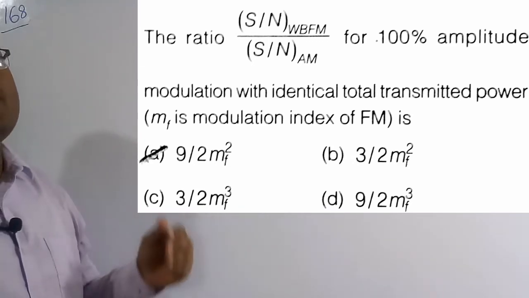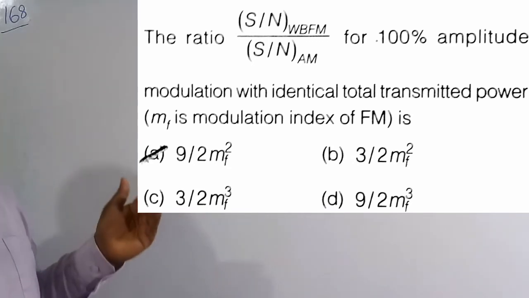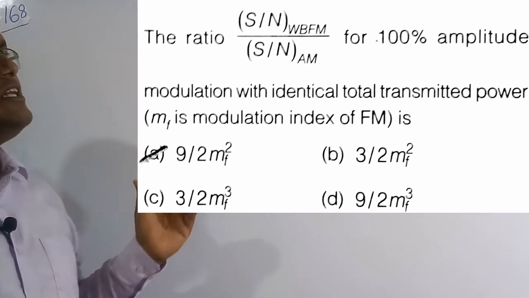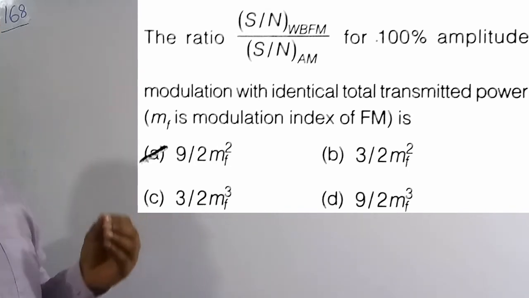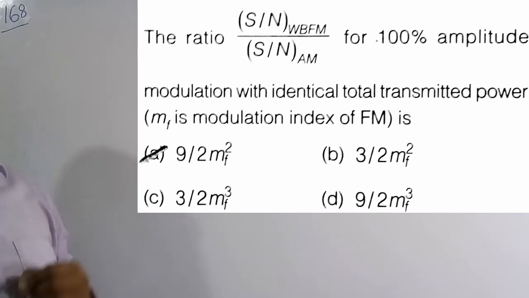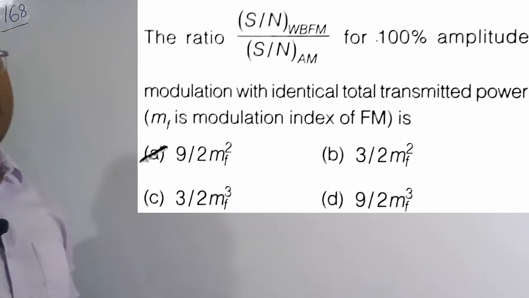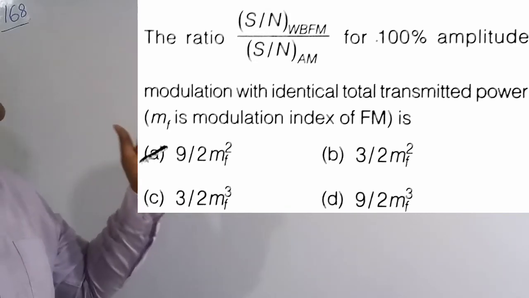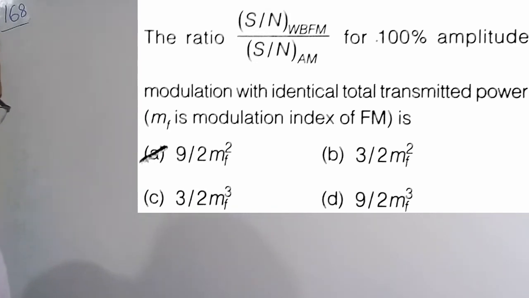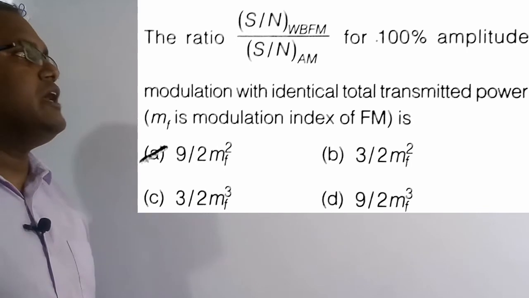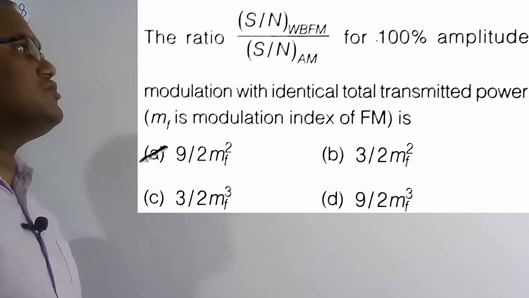Based on this we have to find the signal to noise ratio of the wideband FM and the signal to noise ratio of the AM when the AM signal has 100% modulation, where MF is the modulation index of the wideband FM. So based on this data we have to find the ratio. What are the four options? Option A, 9 by 2 MF square, is the correct solution of this question.